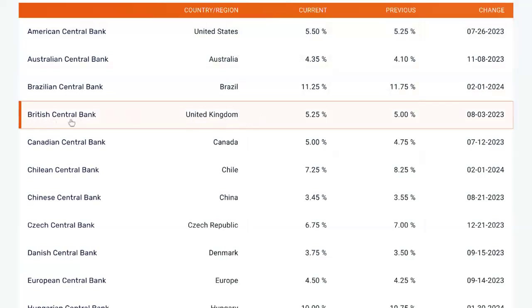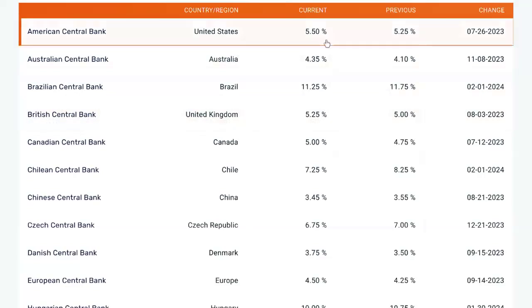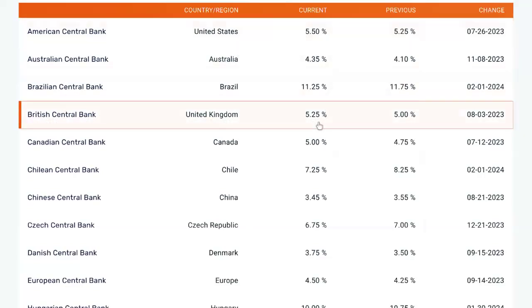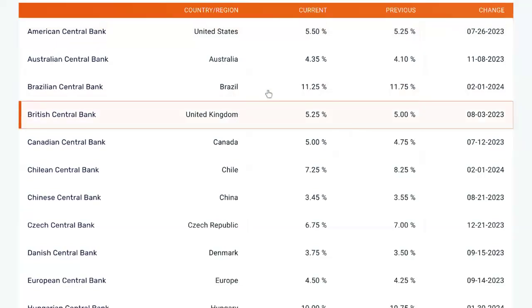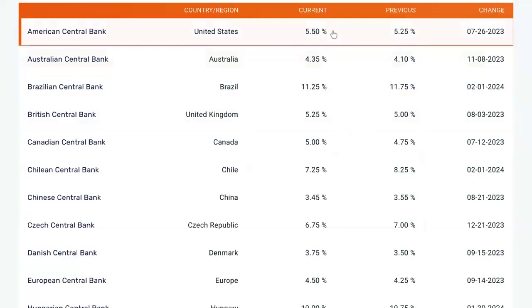And then let's look at the BOE, right? The Bank of England, the central bank in the UK, at 5.25%. These are equally matched, right? Investors are probably bouncing their head left and right, like, should I convert my British pounds to dollars? Or should I convert my dollars to British pounds? It's pretty evenly matched, right?